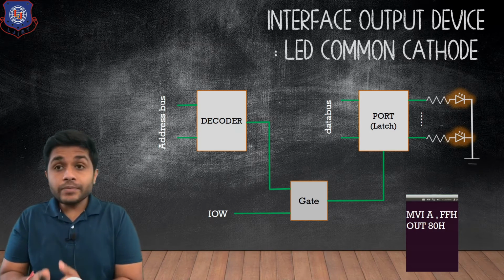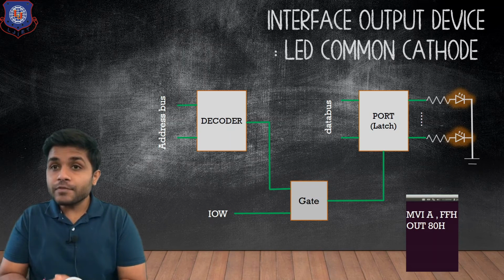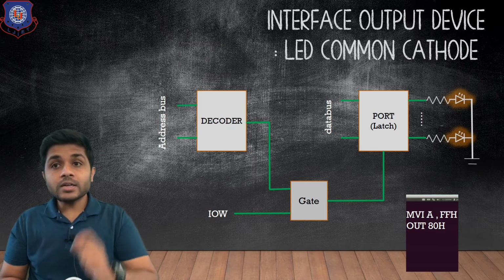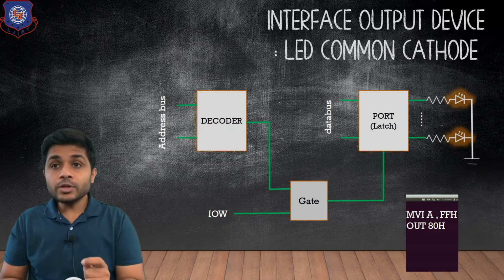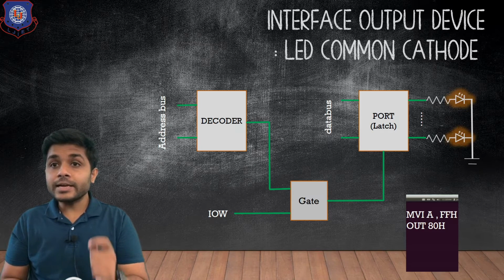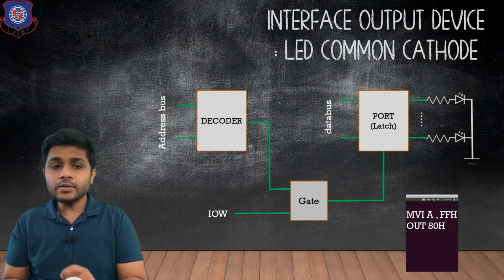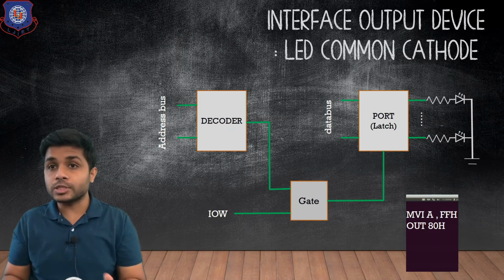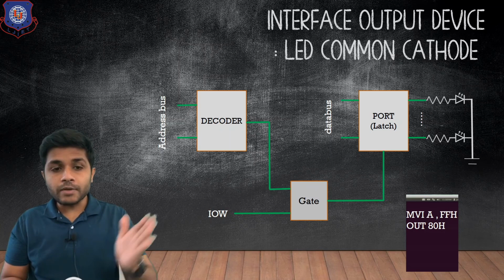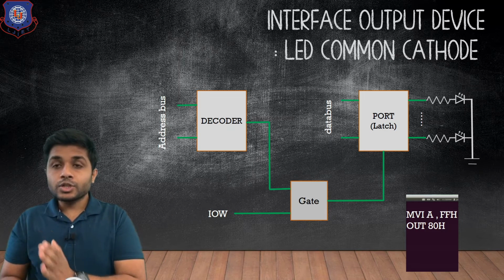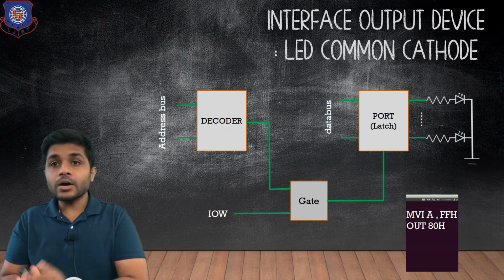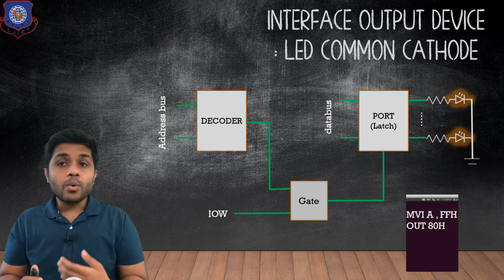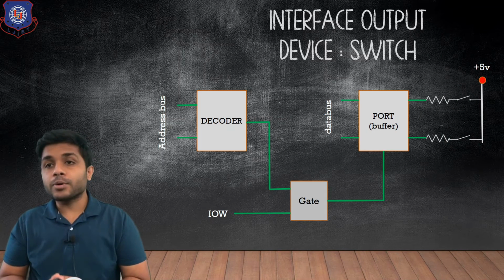So what happens when we use buffer? If we use buffer instead of latch, the LED will glow and turn off in a fraction of time. So we will not see the LED glow, because it will turn on and turn off in such a fraction of time that we are not able to see it. Because what a buffer does is just pass the data. So if we want to interface any output device, we will use latch because we want to keep all the LEDs glowing. Now let's see why we are using buffer as input port.